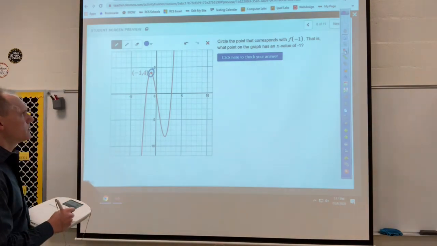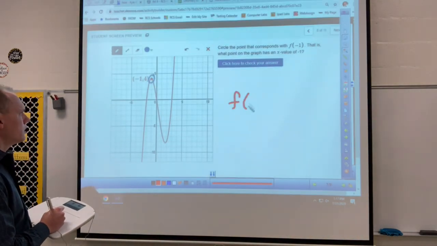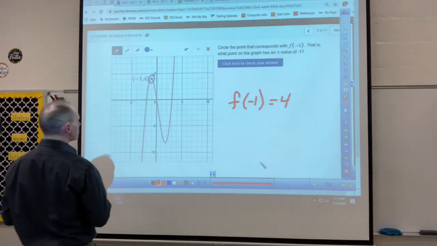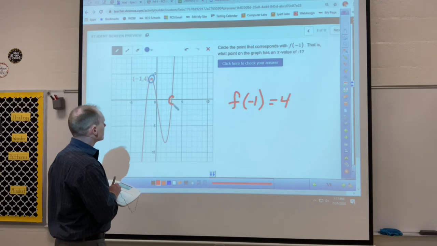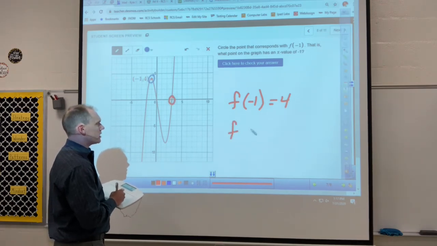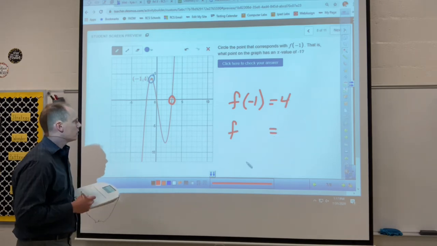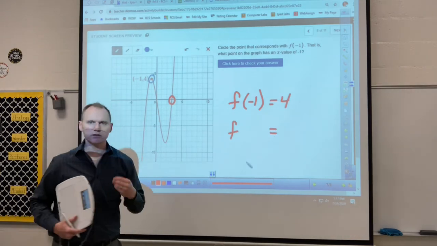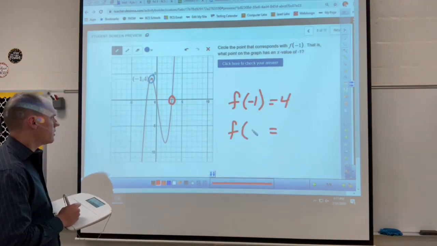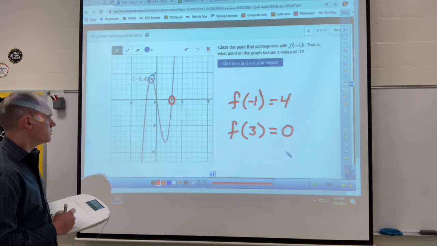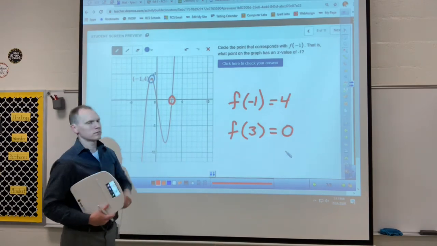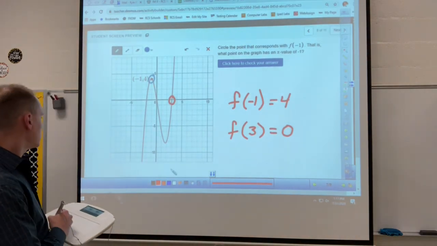I'm going to write this out. F of negative 1 equals 4. Okay, how about this point right here? That's the point 3, 0. So how could I write that in function notation? Take a second, see if you can write that in function notation. Okay, so that would be f of 3 equals 0. When I input a value of 3, I output 0. That's the point 3, 0. So that's just another example there.